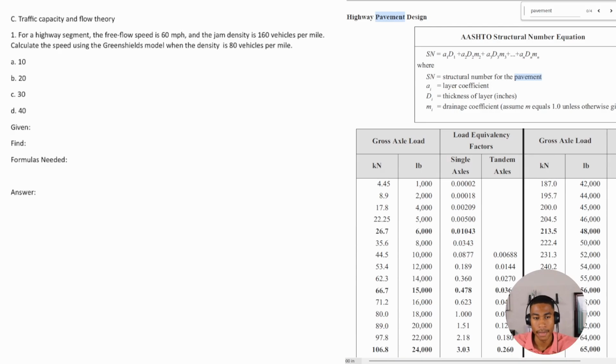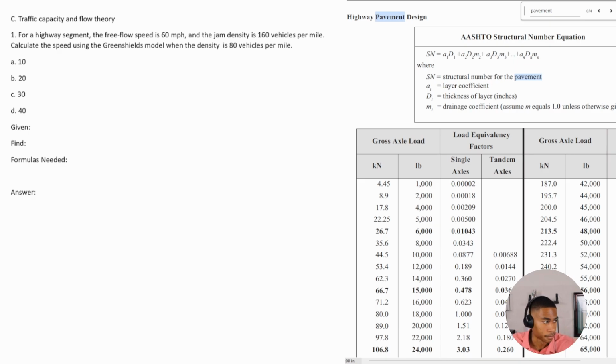All right, so welcome back. Today we're going to be looking at traffic capacity and flow theory. We'll be going through a few different problems in the transportation section that I think is going to be very key for you as you're studying for this civil FE exam.